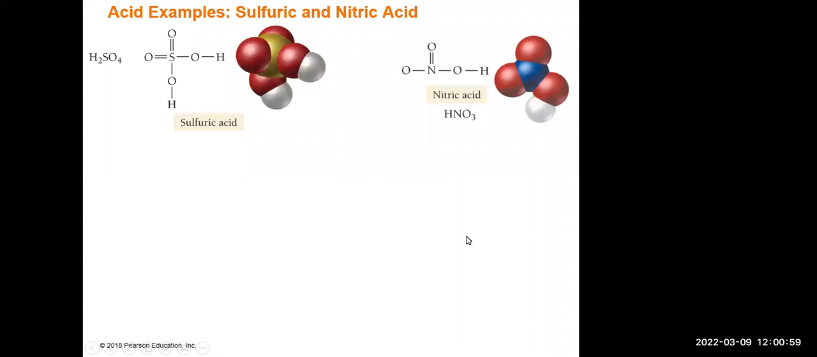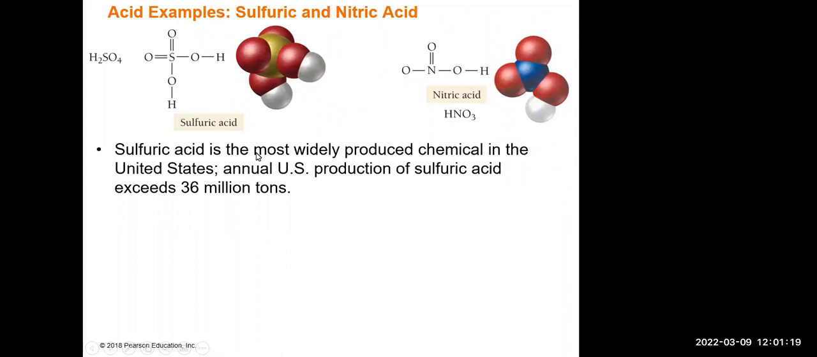Another example of acid is sulfuric acid and also nitric acid. So their formulas and structures are shown in these two pictures. The left is for the sulfuric acid, the right is for the nitric acid. Sulfuric acid is the most widely produced chemical in the United States. Annual US production of sulfuric acid exceeds 36 million tons.